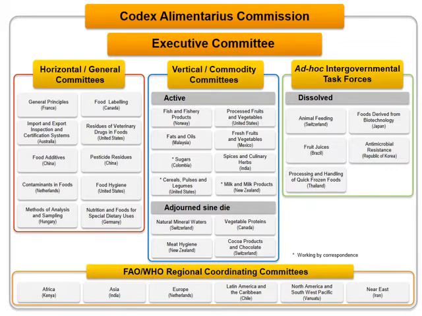So here in this picture, we're going to see about the Codex Alimentarius Commission and what committees they have running. First, the two major committees are the Executive Committee and the FAO/WHO Regional Coordinating Committees. The Executive Committee comprises three committees: Horizontal or General Committees, Vertical or Commodity Committees, and Ad hoc Intergovernmental Task Forces.